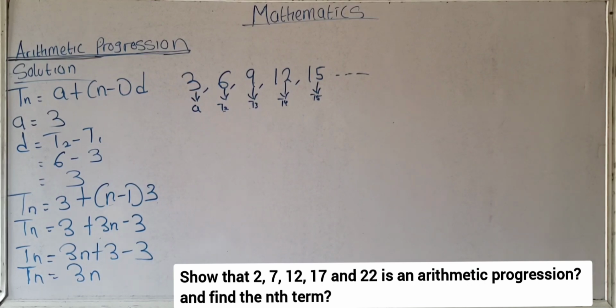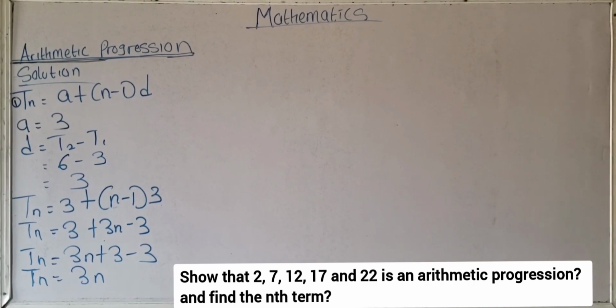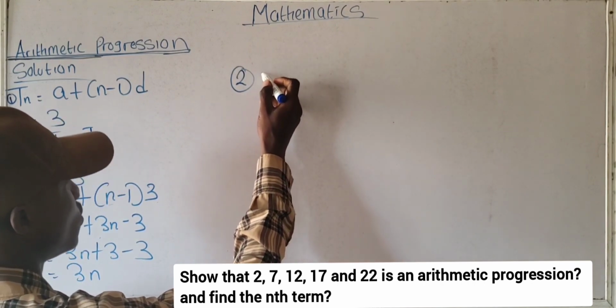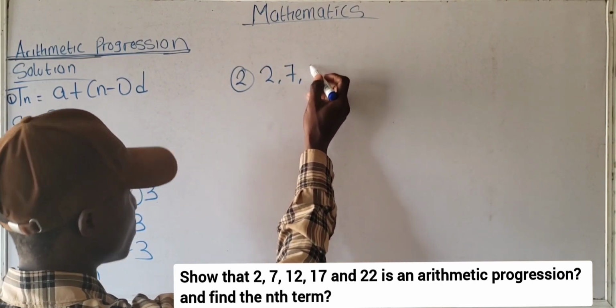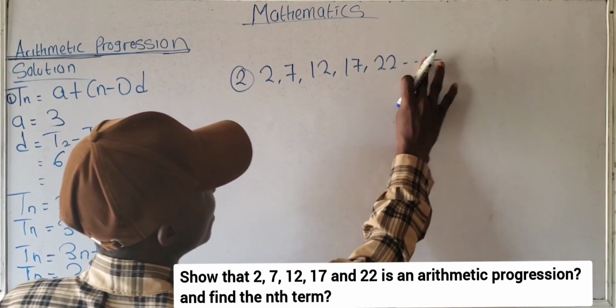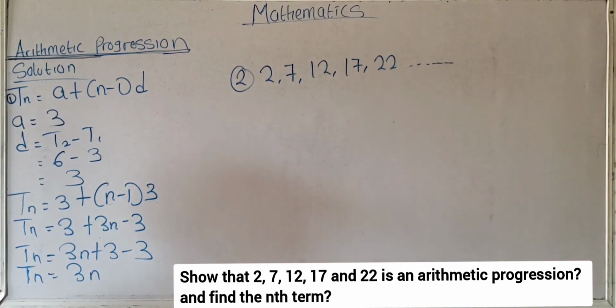We are asked to show that 2, 7, 12, 17, and 22 is an arithmetic progression, and we are asked to find its nth term. That is question 2. Okay? This is question 1. Now, how do we show that it is an arithmetic progression? Let me write it out. We have 2, 7, 12, 17, 22. We are asked to show that this sequence is an arithmetic progression, and we are also asked to find the nth term.